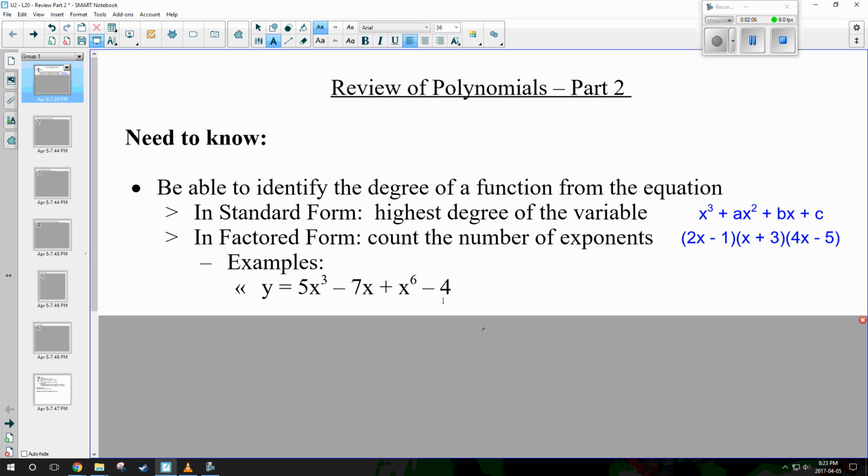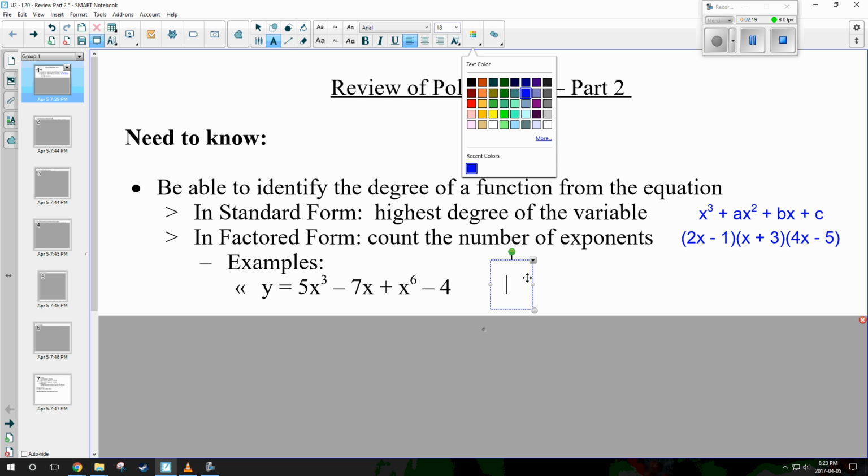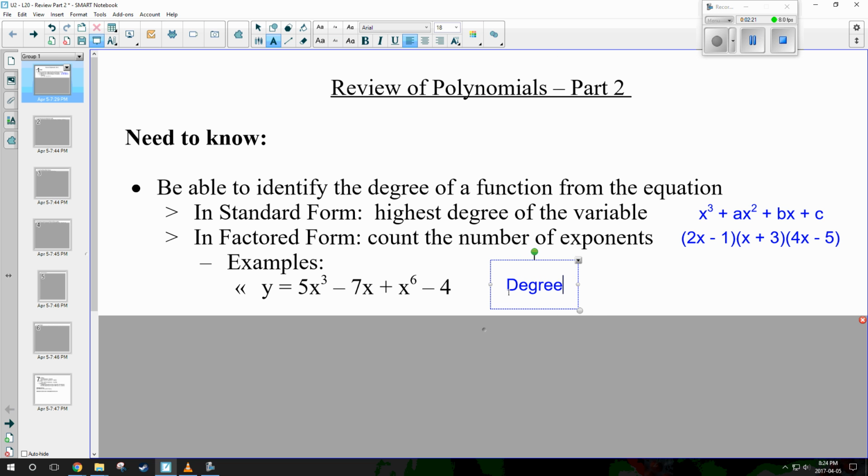So the first example we have here is in standard form because it has each individual variable, no brackets. So we know that our degree comes from the variable with the highest exponent, which in this case is, when we look here, we have an x to the power of 3, an x to the power of 1, and an x to the power of 6. So 6 is our biggest, so we know our degree is 6.